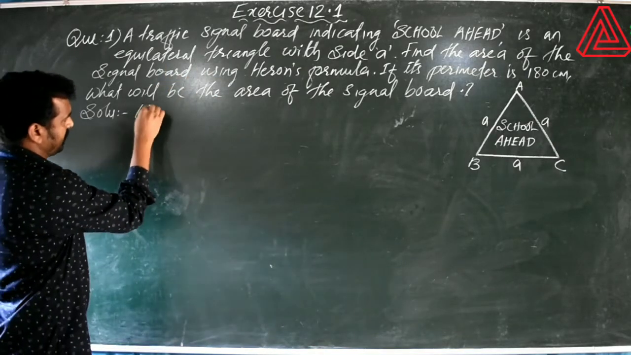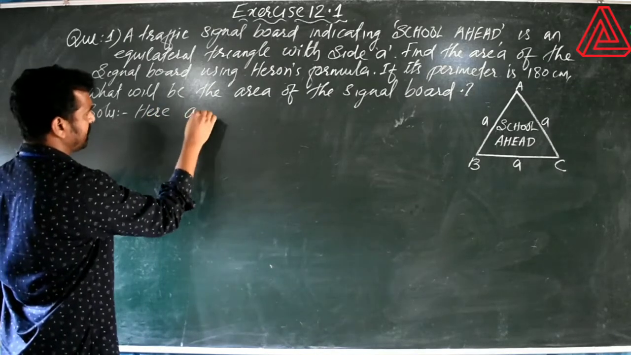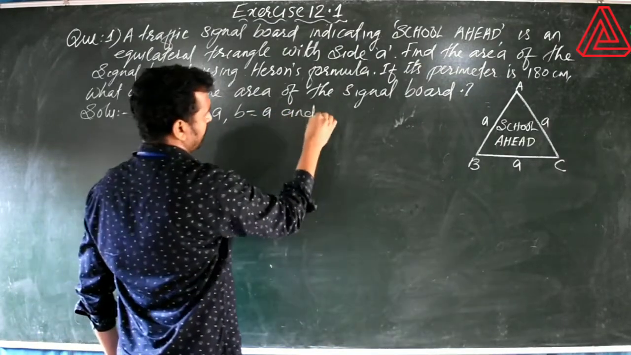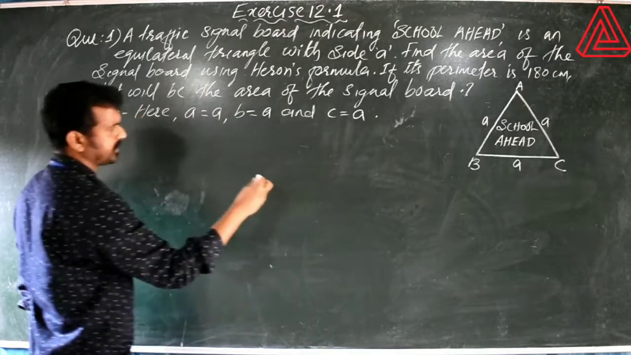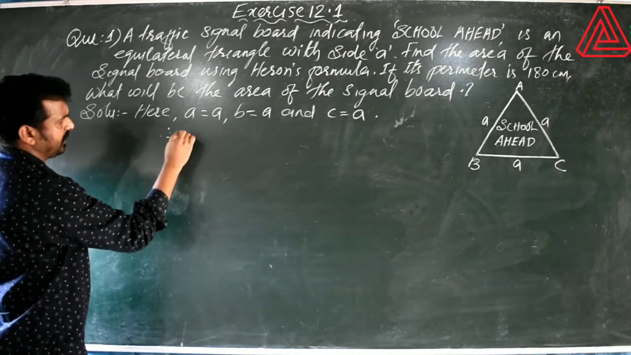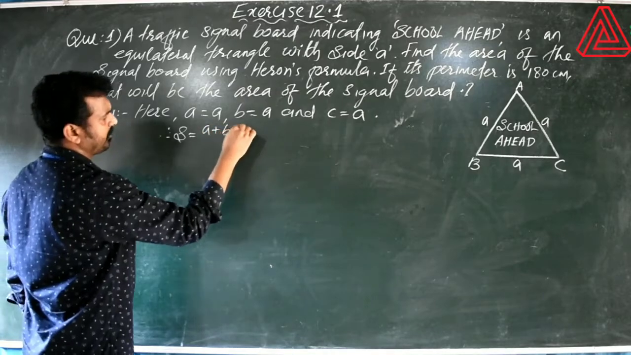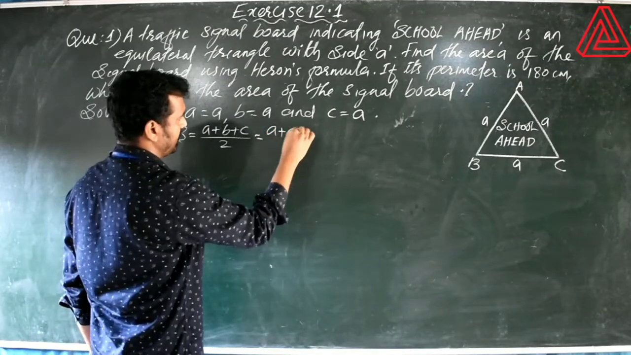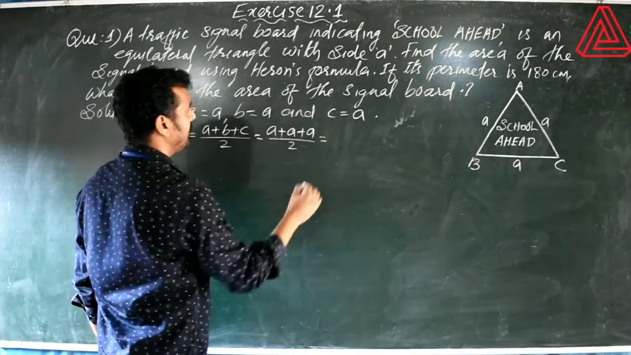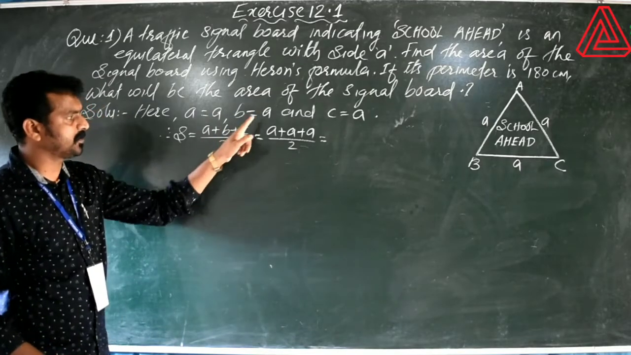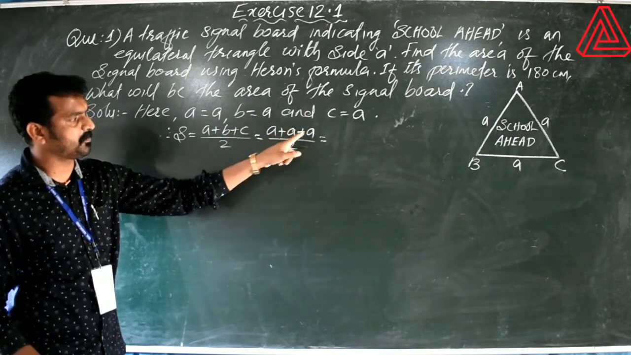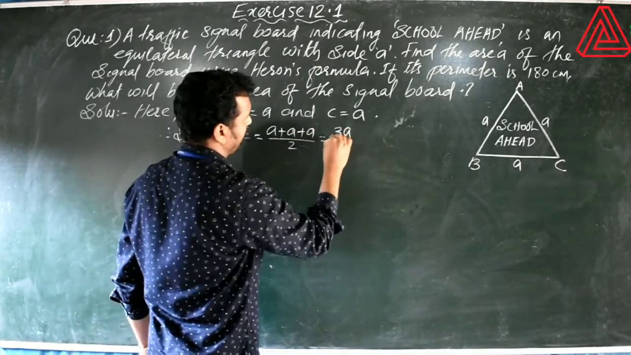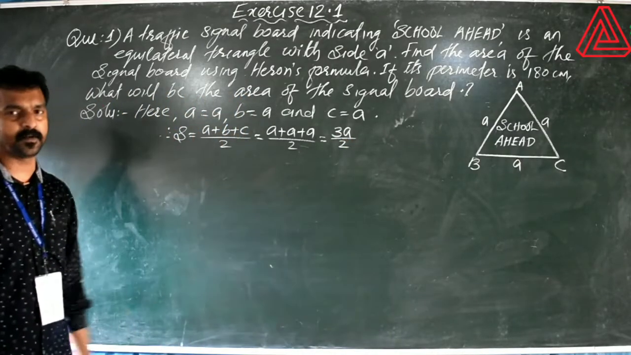First we write the sides of the triangle. a is equal to a, b is equal to a, and c is also a. Then we have to find s. Therefore s is equal to (a plus b plus c) divided by 2, that is equal to (a plus a plus a) divided by 2, that is 3a divided by 2. That is the value of s.